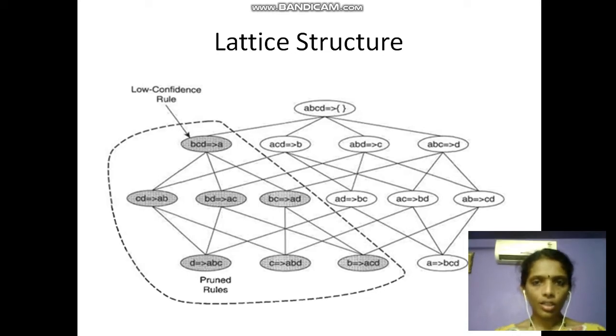Initially, the lattice structure starts with A, B, C, D implies null. That can be considered as the root value. From that, if you observe here, I am generating 4 rules. This is the first step you have to identify. I am generating the 4 rules having only one item on the consequent side, which are BCD implies A, ACD implies B, ABD implies C, ABC implies D. That is the first level.